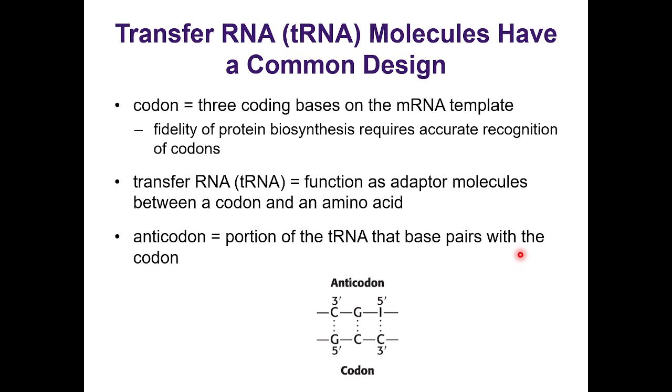The fidelity of your protein biosynthesis is going to require the accurate recognition of these codons. The transfer RNA, or tRNA, this functions as the adapter molecules between a codon and an amino acid. You can think of them a bit like the tags that you would put on something, especially if you ever have one of those automated sorting systems. You guys ever seen one of those?